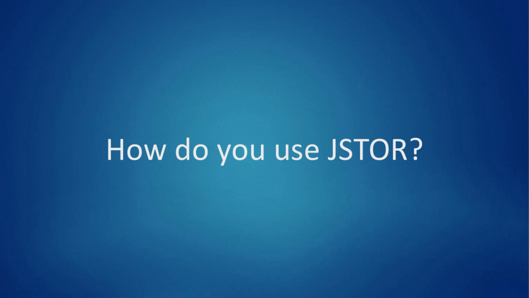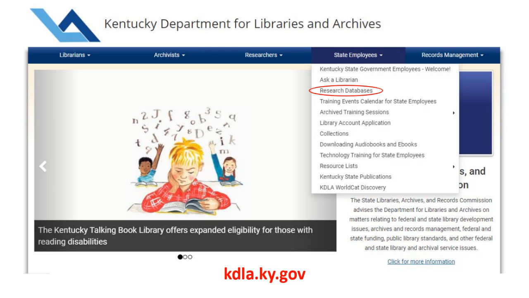So let's jump in. To get started with databases from KDLA, if you go to our website, which is kdla.ky.gov, it's down there in red at the bottom of the slide. There's a tab up at the top of every page. It says state employees. It's just for you all. And there's a whole bunch of different things under that tab. One of them is research databases. And if you don't know anything about all the different offerings that we have for state employees, I highly recommend exploring there because there's a lot that we offer for state employees, including research databases.